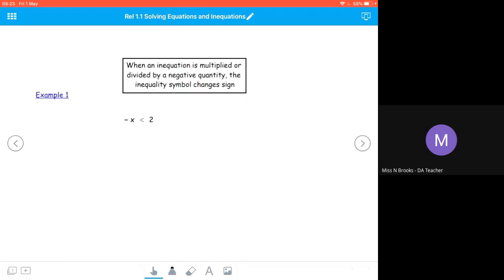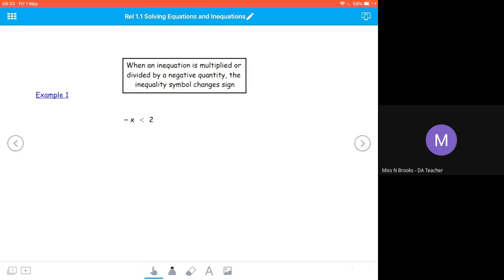So the other key piece of information to remember is that when an inequation is multiplied or divided by a negative quantity, the inequality symbol changes sign. So in other words, it flips around or it inverts. So it goes from being a less than sign to a greater than sign, or goes from being a greater than or equal to sign to a less than or equal to sign.